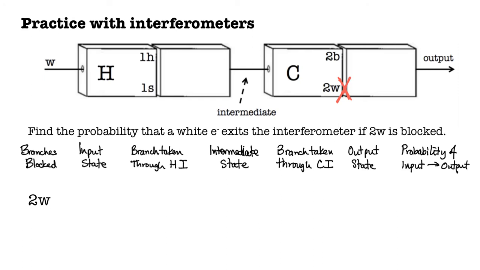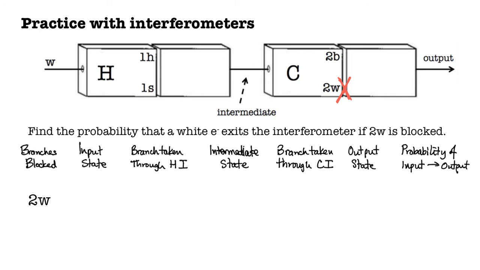Now I just want to say a few words about this labeling, 1H, 1S, 2B, and 2W. Here the 1 just means first interferometer, and the 2 means second interferometer, and H and S means the hard and the soft branch of the interferometer, and B and W means the blue and the white branch. We label it that way just so we can identify very easily which branches are being blocked and which is open and so on. But that's all this nomenclature means. Okay?